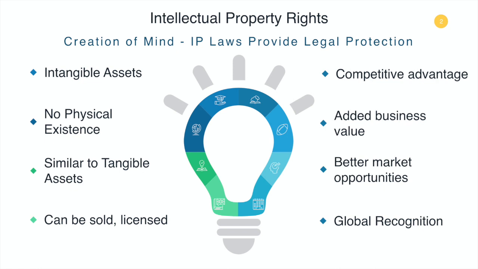Similarly, when we talk about intellectual property rights, these are intangible assets, and they need a dedicated set of laws to protect the rights of the owners. The unique feature of intellectual property is that it relates to intangible assets, that means assets that do not have a physical existence in the real world. But at the same time, these assets are similar to tangible or physical assets. For example, these assets can be owned by someone, sold to someone, or licensed to someone. And why do IP owners do that?